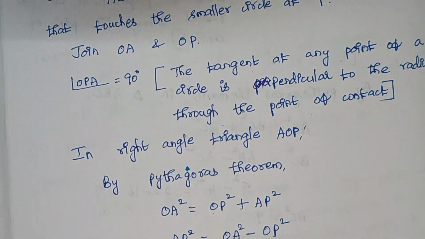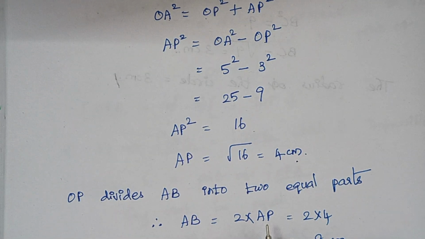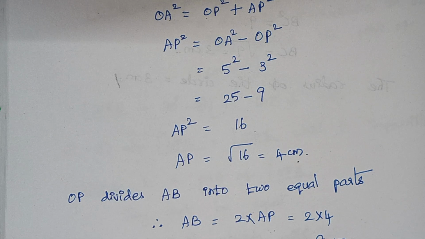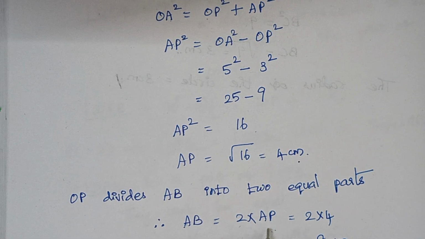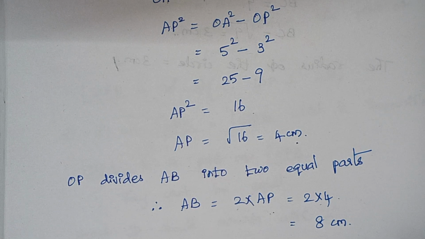Right. So the same thing here, you see, AB is nothing but 2 times of AP. Right, it's up to you. You can solve like this, or you can write AP plus PB is equal to AB. Since both are equal, we can write 4 plus 4 equal to 8. So here AB is 2 times of AP. Therefore 2 into 4 is 8 centimeter. Therefore the length of the chord is 8 centimeter. Right.